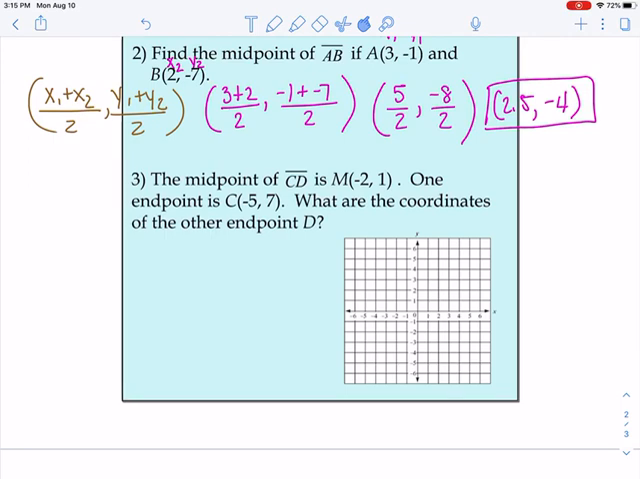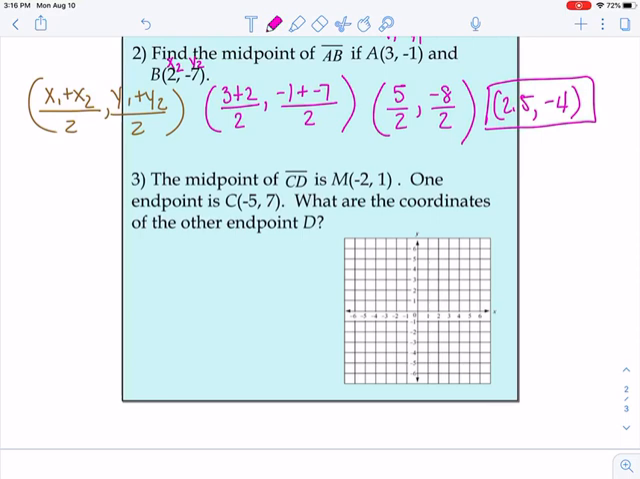Another thing that you can do besides using that formula is you can use a graph grid in order to find the coordinates. So it says the midpoint of CD is M, which is -2, 1, and one of the endpoints is C, which is -5, 7. And we want to know what the coordinates of the other endpoint are. Again, I know it's kind of hard to understand this from the video, but I'll try to show you using the graph grid, and I'll also show you doing it algebraically.